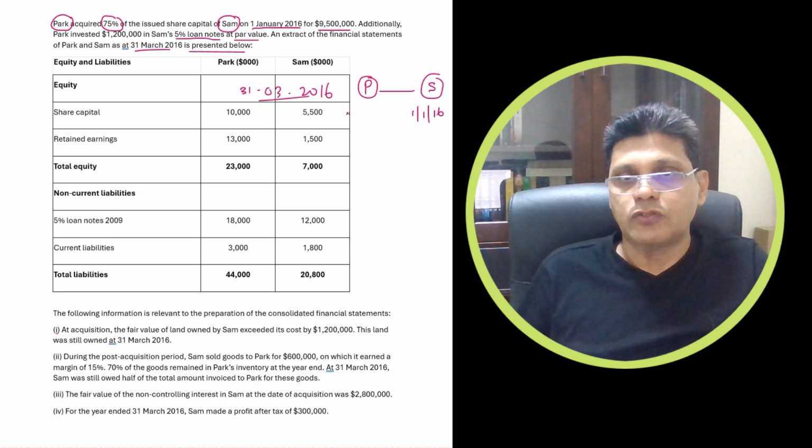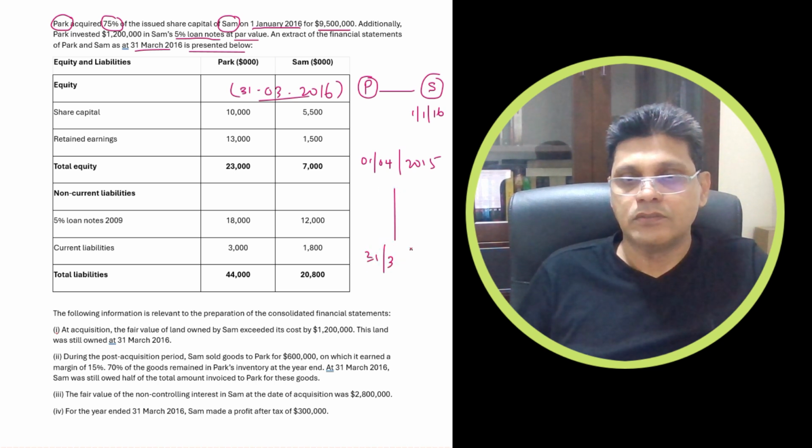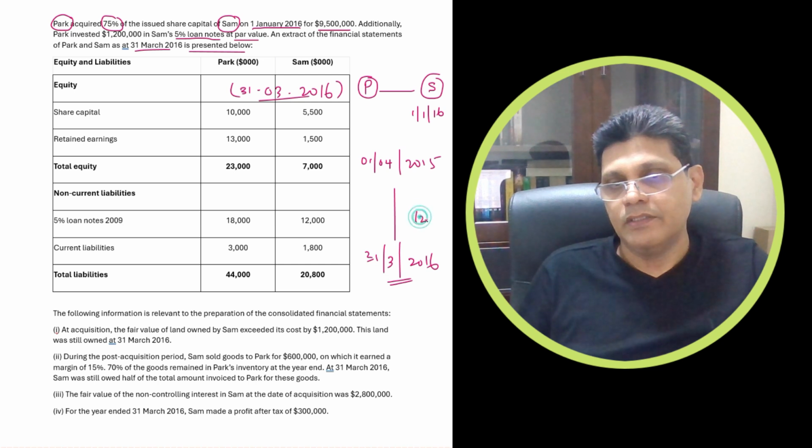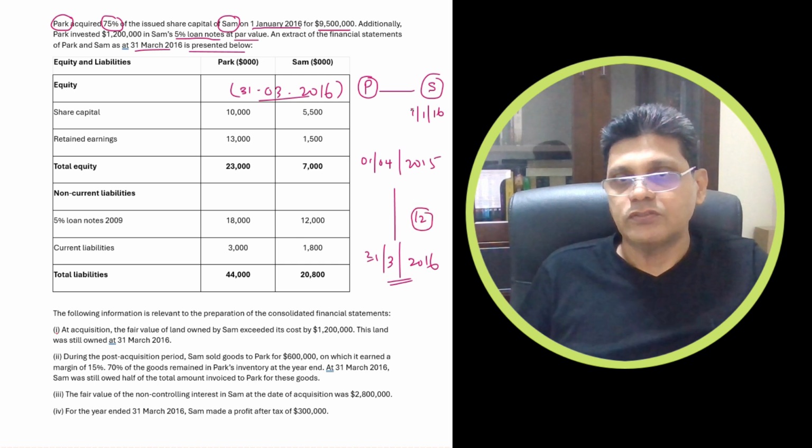Which means their financial period will end on 31st March 2016, and it will start from 1st April 2015 till 31st March 2016. So this is the financial period, a 12 months period. In between, P acquired it on 1st January 2016. So from the acquisition date to the reporting date, how many months? January to March, only 3 months.